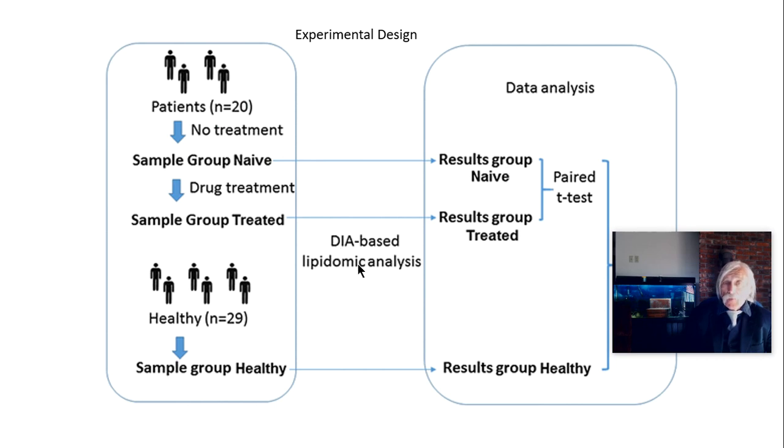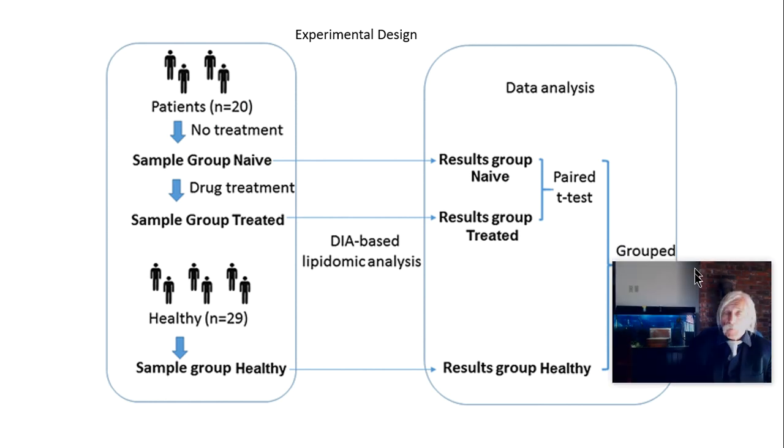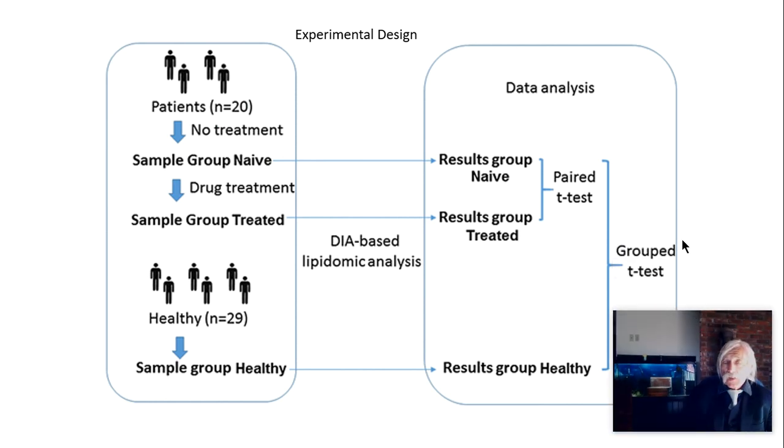Again, it's a DIA-based lipidomic analysis we're doing. And then you have the healthy group. So there's 20 of these schizophrenics, 29 healthy. And there you're just getting a sample group healthy. You're not treating with any drugs, no sham drugs, no placebos, nothing like that. And then you're doing a paired t-test between the results of just the healthy as compared to the combined naive and treated. Okay, so that's the way they did this experiment. That's called the grouped t-test.